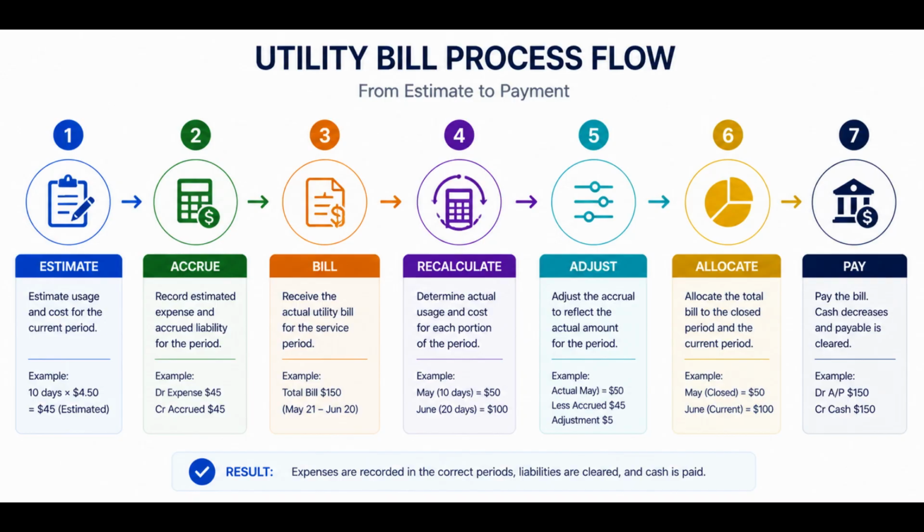So here's the complete utility bill process flow diagram. Firstly, we estimate the usage that's attributable to the period between the last bill date and month end. Secondly, we accrue to represent the expense and the accrued utility. Third, we receive the bill. Fourth, we recalculate the actual amount versus the estimated amount. Fifth, we make the adjustment. Sixth, we allocate. And seventh, we make the payment.